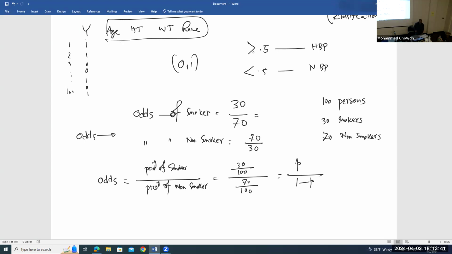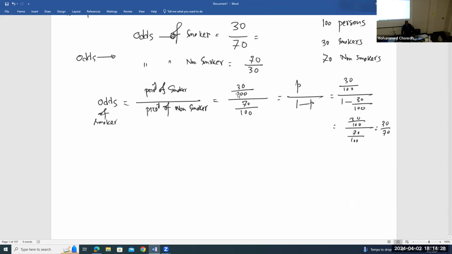Clear, right? So why? Because this is equal to 30 over 100, and that is equal to 1 minus 30 over 100. So if you write this way, then you will end up with 30 over 100 divided by 70 over 100. So you will end up with 30 over 70. This is what? Odds of smoker, right? So odds can be written as the probability of happening of an event divided by probability of not happening of that event, right? Clear.